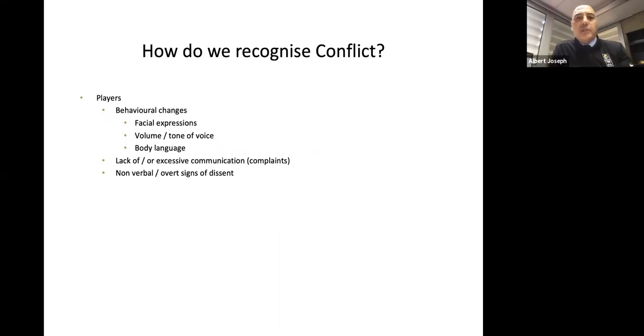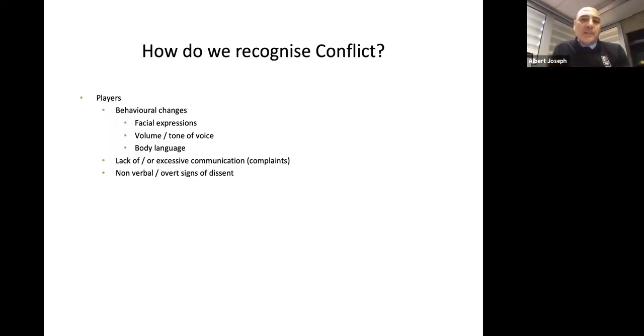Okay, so recognizing conflict. Generally, the easiest way to do it is you start to see some behavioral changes. Whether that starts with mild facial expressions, whether it starts with the hands being thrown up in the air or put out, and then the hands taking over the mouth in terms of language. So a whole lot of gestures and the like. Whether the tone and volume of the voice is starting to rise and escalate. Whether we're starting to see people dancing up and down the court, because they're frustrated. All of these things are signs of conflict.